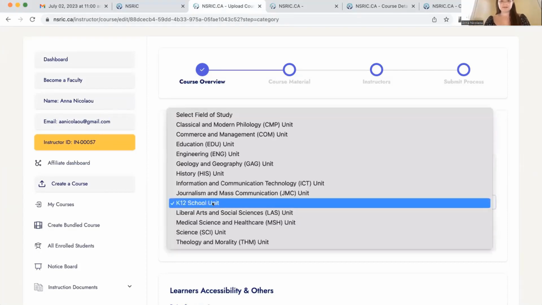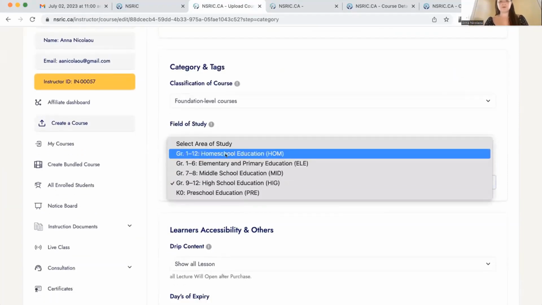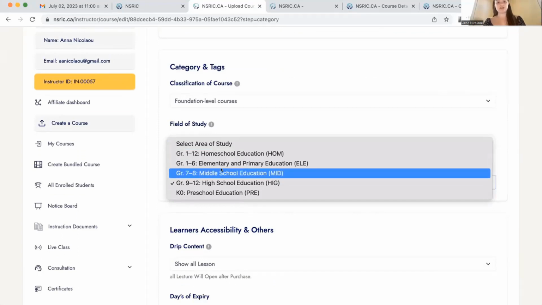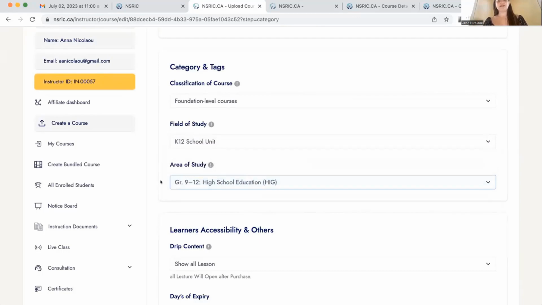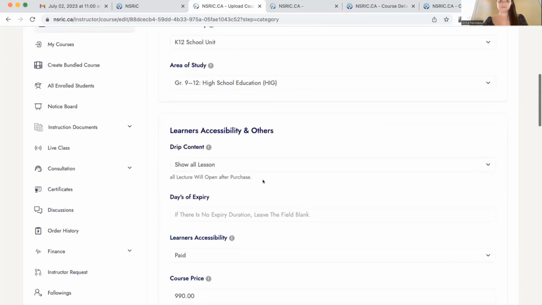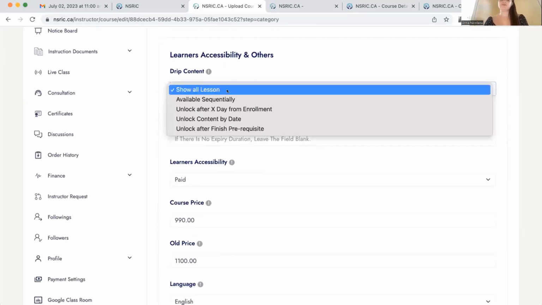Then we would put the area that it's in. So K-12 unit, school unit, and the area of study, right? Because it could be grades 1 to 12 for homeschool, elementary, middle school, high school, or preschool. And this one is definitely high school. This is a grade 9 class, so we would say high school. Then it says learners accessibility and others. So here there are different options you can choose.